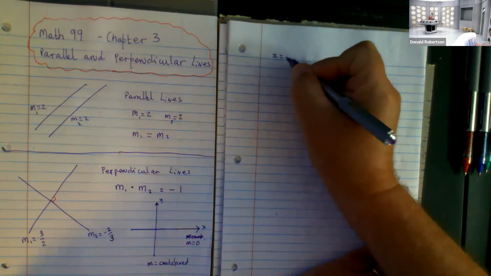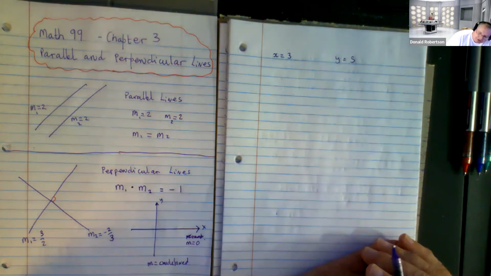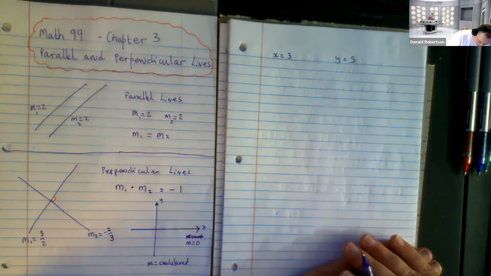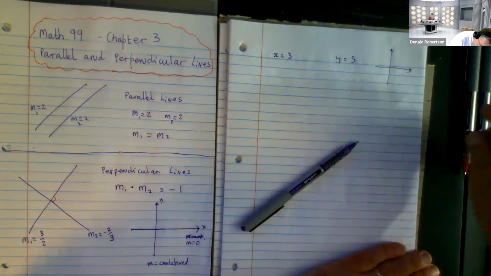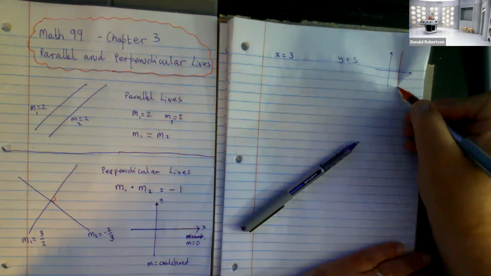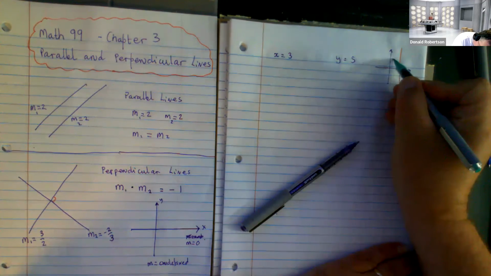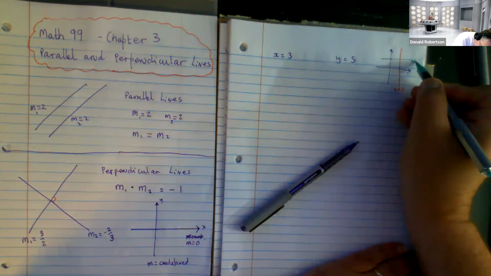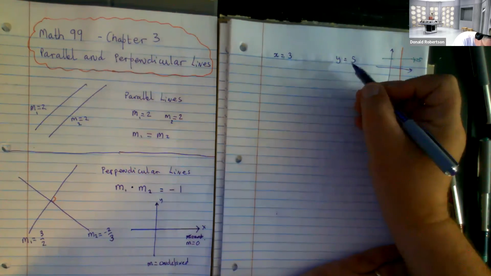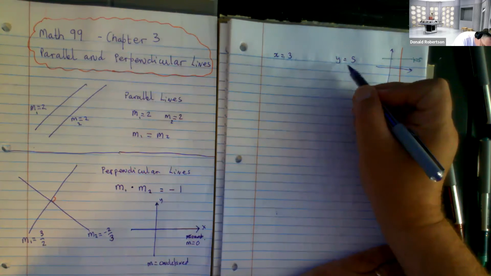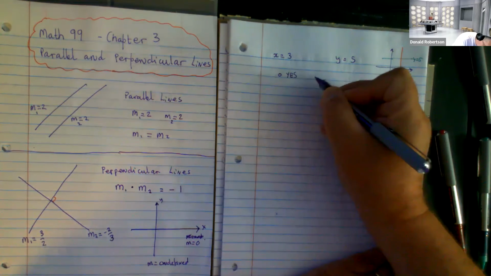So if I said I had the line x equals 3 and the line y equals 5, and I said, are they perpendicular? Are they parallel? The easiest way to imagine this is that if you're called x equals 3, you're this vertical line here. And if you're called y equals 5, you're this horizontal line that goes here. And it's pretty obvious in that situation then, that if a horizontal line works with a vertical line, then the answer is going to be yes, they are perpendicular.